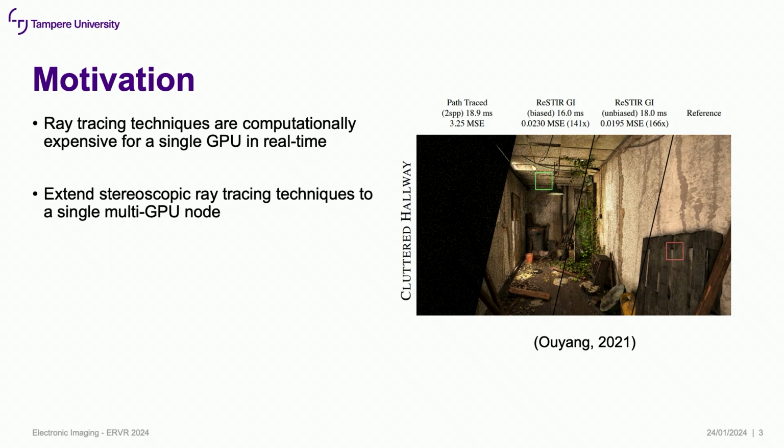However, the drawback of path tracing is that it's computationally expensive if we want to path trace one image on a single GPU in real time. So for that, we want to expand the computational power of a single GPU, so we want to use multiple GPUs in a single node.